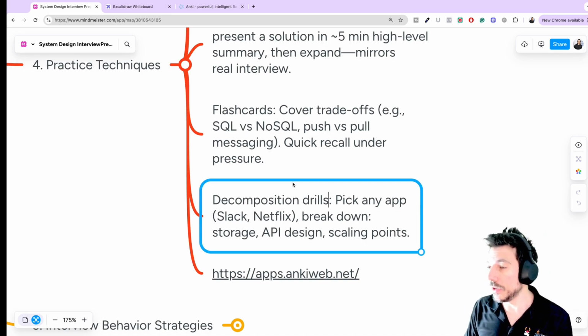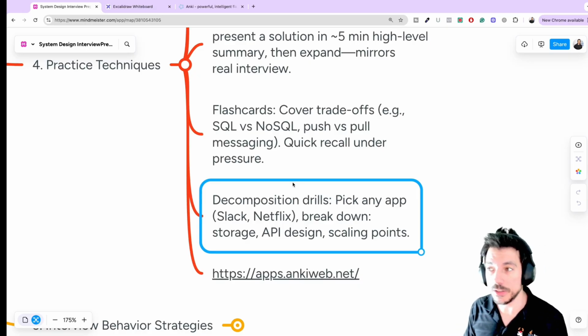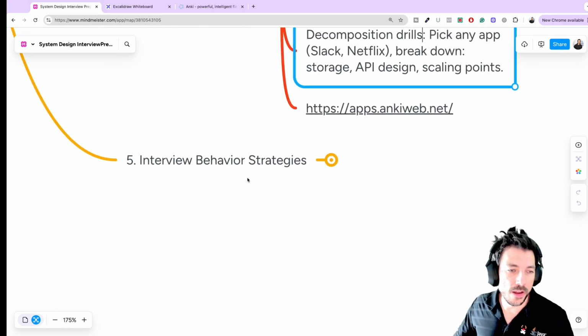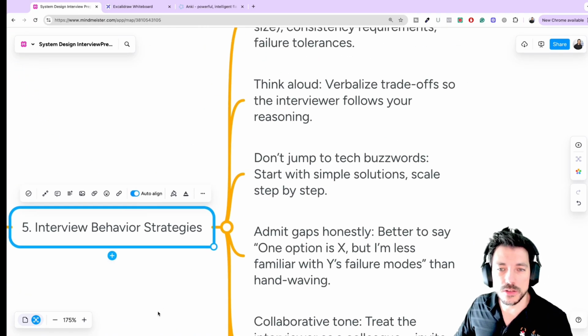And obviously, you need to design only the main features. And you need to make it very simple. Otherwise, you won't be able to solve it. So, interview behavior strategies. What are they?